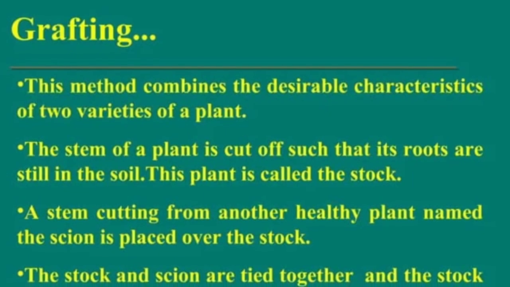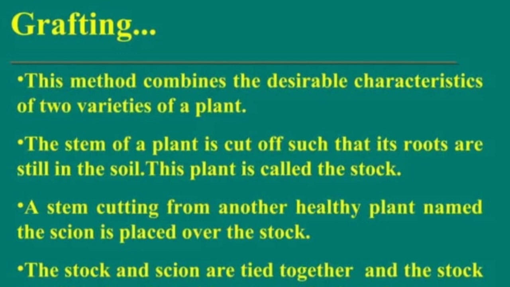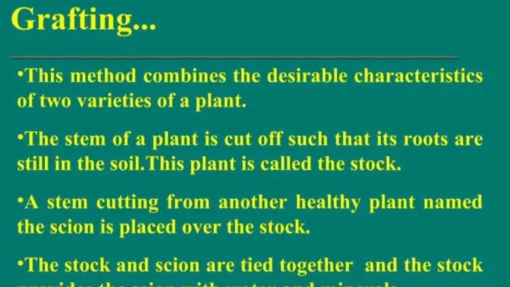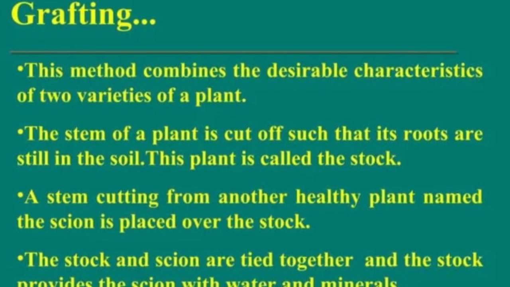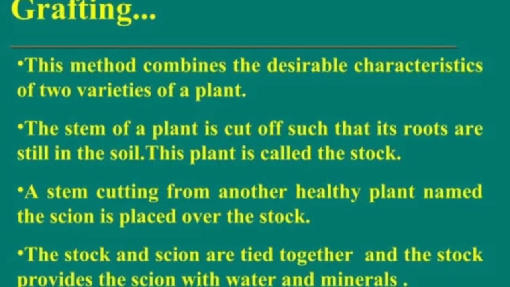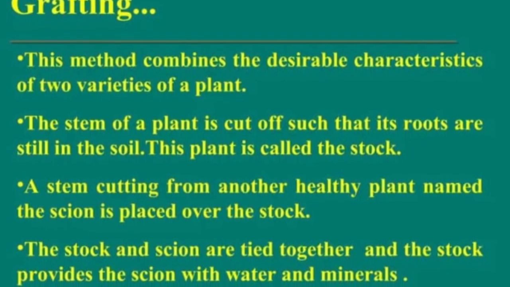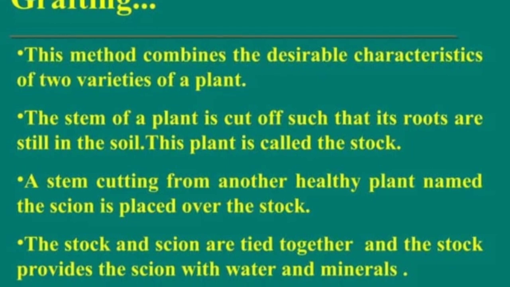Grafting. This method combines the desirable characteristics of two varieties of a plant. The stem of a plant is cut off such that its roots are still in the soil. This plant is called the stock.